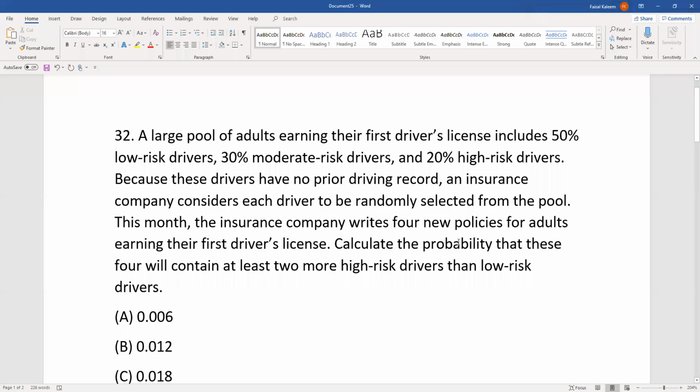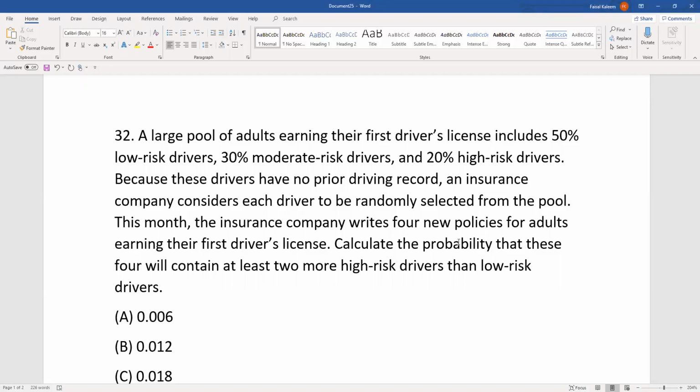A large pool of adults earning their first driver's license includes 50% low-risk drivers, 30% moderate-risk drivers, and 20% high-risk drivers. Because these drivers have no prior driving record, an insurance company considers each driver to be randomly selected from the pool. This month, the insurance company writes 4 new policies. Calculate the probability that these 4 will contain at least 2 more high-risk drivers than low-risk drivers.